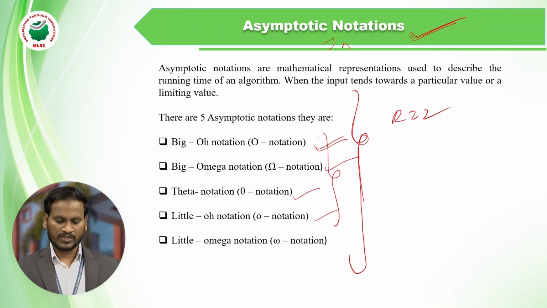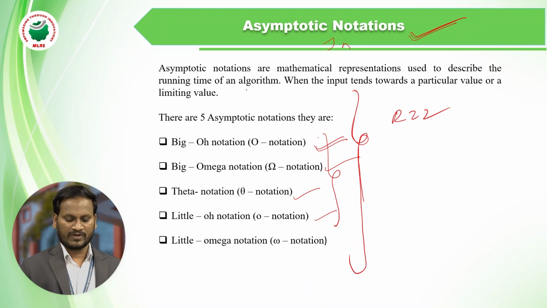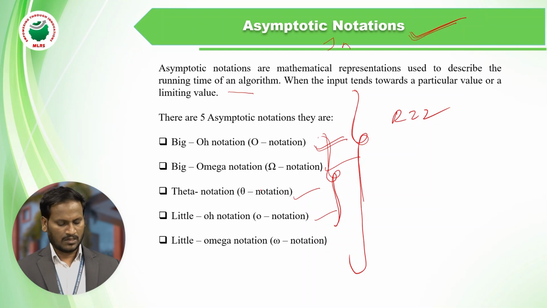So what is asymptotic notation? Asymptotic notations are mathematical representations used to describe the running time of an algorithm. Based on this, we divide asymptotic notation into four types: big O, small o, omega, theta notations.